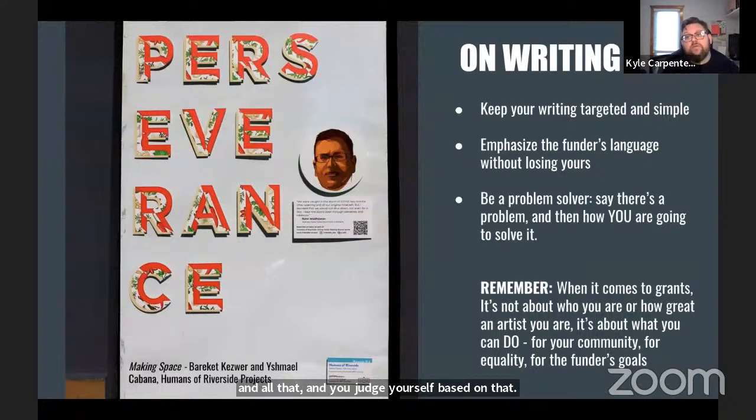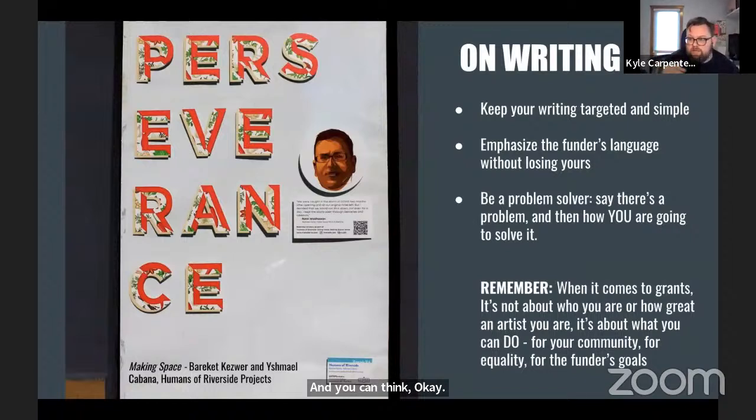But for the purposes of a grant, what's key is you need to step outside of that judgment and think, how do I solve problems? And again, as you're reading the guidelines, you're going to find the problems that this granting body wants to solve. And you can think, okay, how is what I'm going to do solve this problem? And you need to present it in that way.